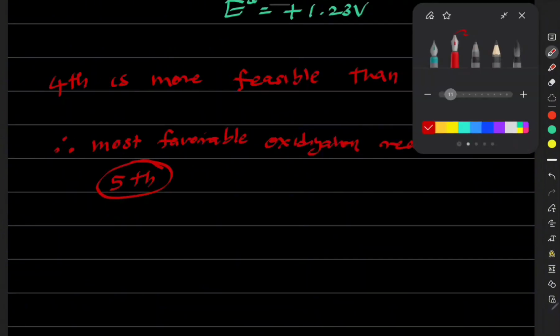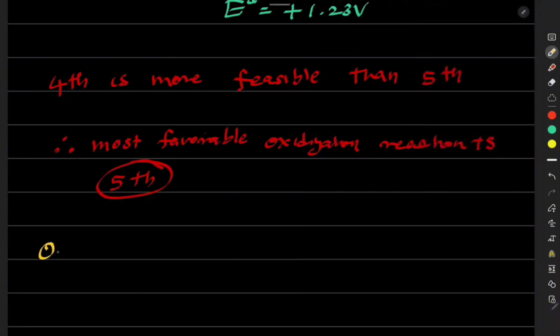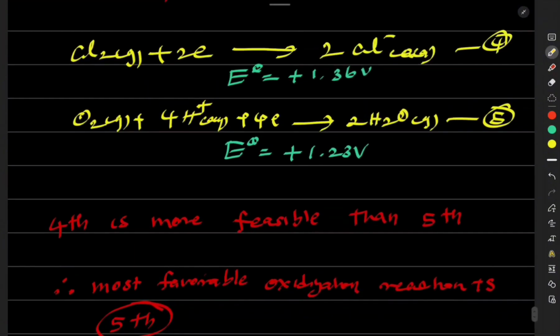Okay, now let's look at what overpotential is. Due to overpotential, the gas evolved is Cl₂, not O₂. This means the fourth reaction is occurring here. This is because the actual potential that needs to be supplied for the reaction to take place is sometimes greater than the standard reduction potential.